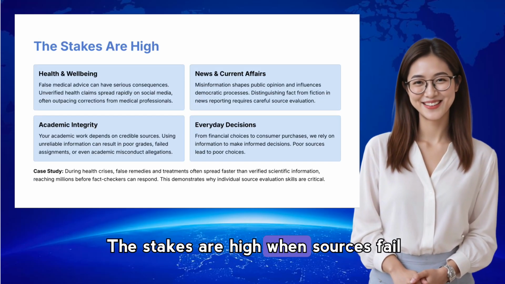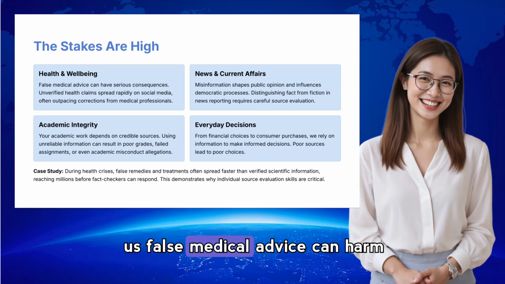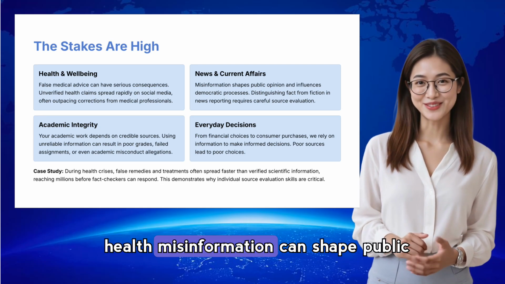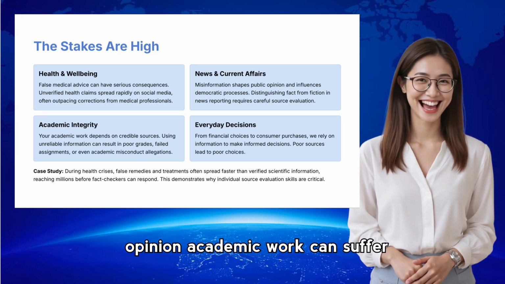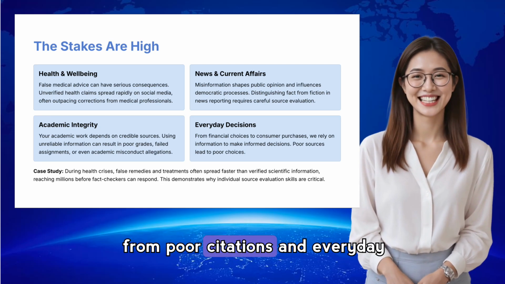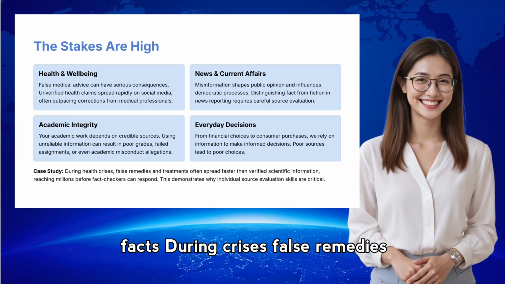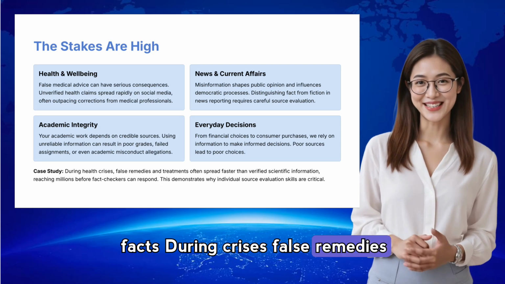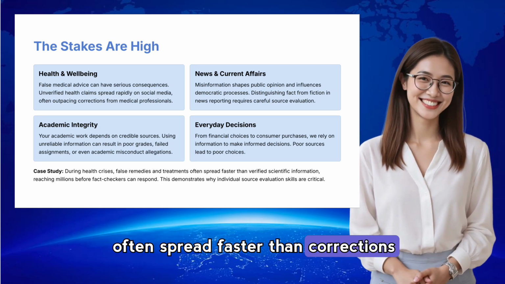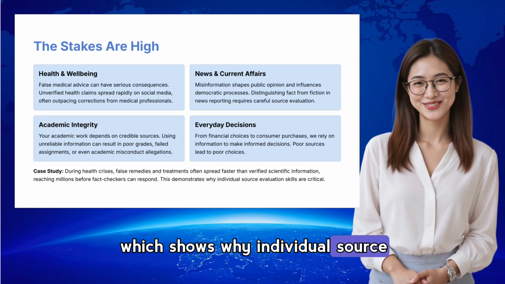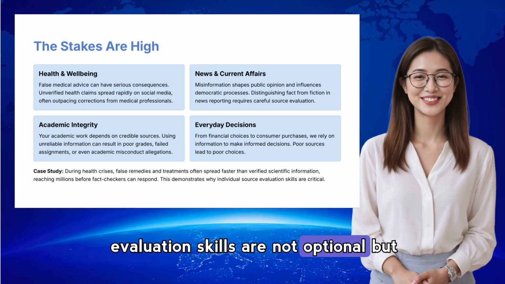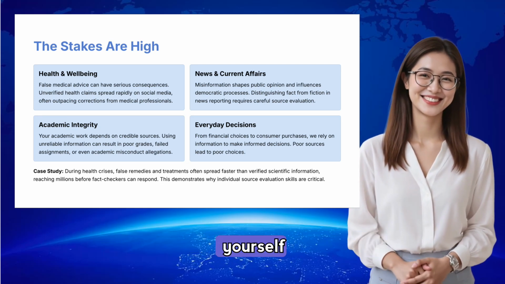The stakes are high when sources fail us. False medical advice can harm health, misinformation can shape public opinion, academic work can suffer from poor citations, and everyday choices are affected by unreliable facts. During crises, false remedies often spread faster than corrections, which shows why individual source evaluation skills are not optional but critical for protecting others and yourself.